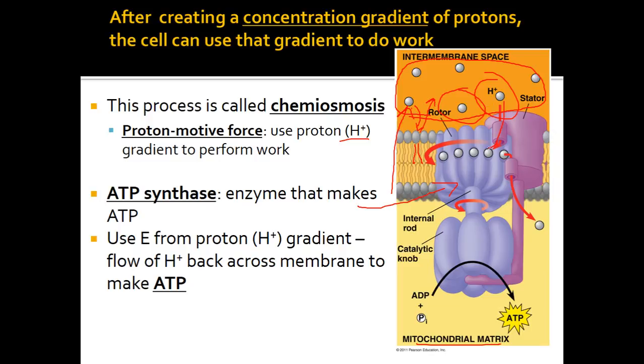Instead, they're going to go through this, and it's shown in this diagram. It actually spins around before it gets let into the mitochondrial matrix. And this actual spinning forces a phosphate to combine onto ADP, and that makes ATP.